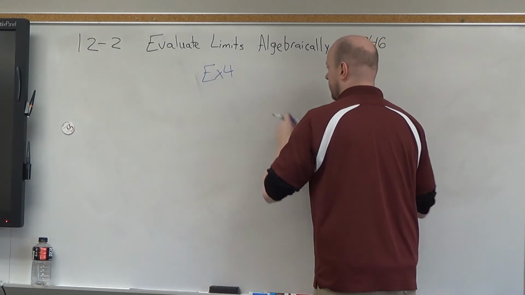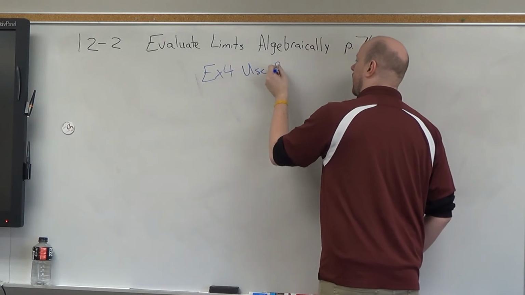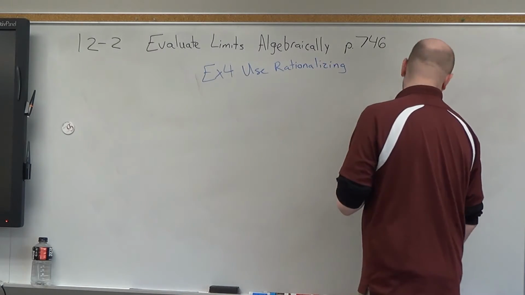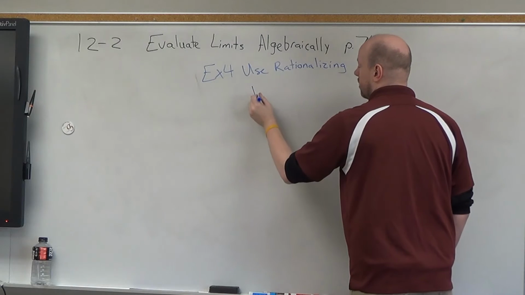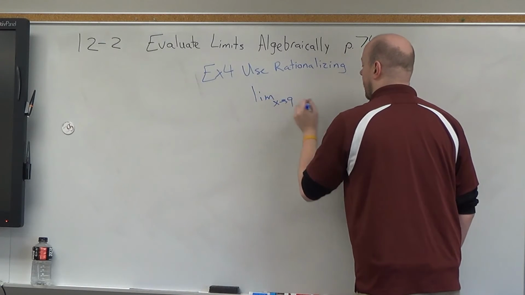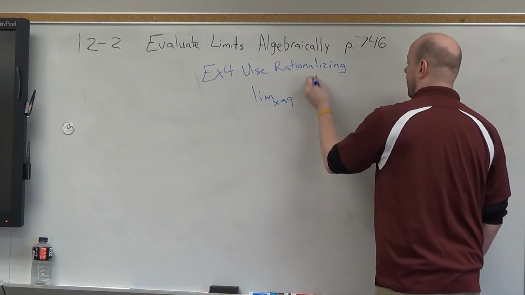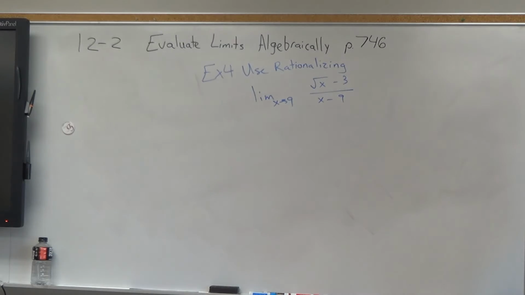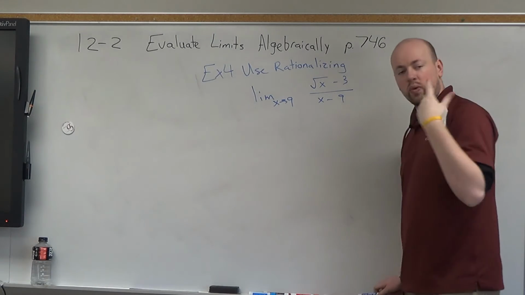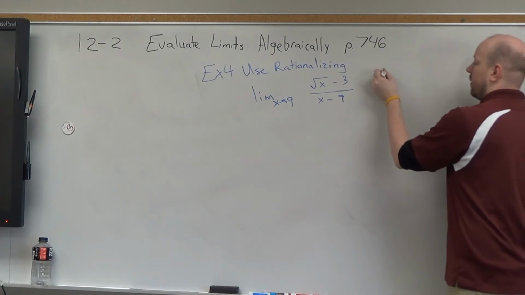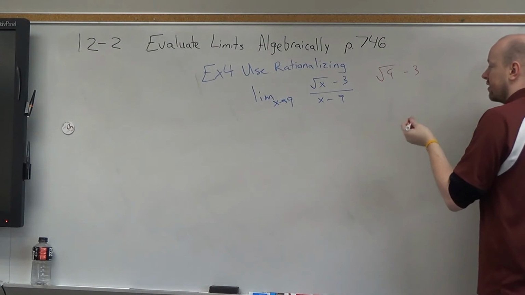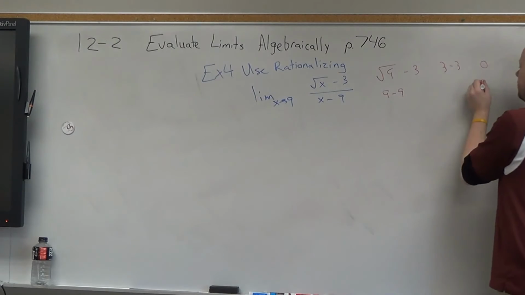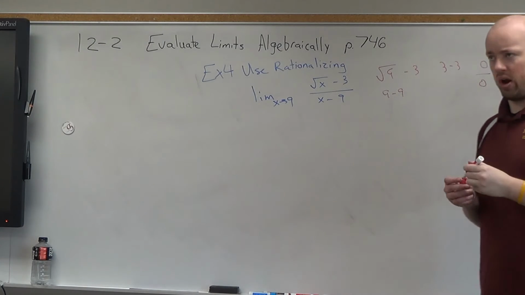Example 4, we're going to use rationalizing. So let's say we have the limit as x approaches 9 of the square root of x minus 3 over x minus 9. Well, again, when in doubt, direct substitute. So I get the square root of 9 minus 3. Well, square root of 9 is 3. 3 minus 3 is 0, 9 minus 9 is 0. 0 over 0. Indeterminate form, no bueno.